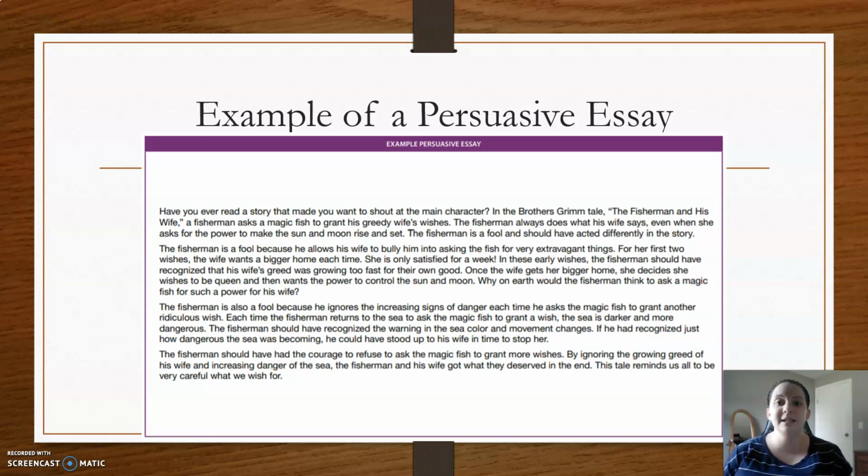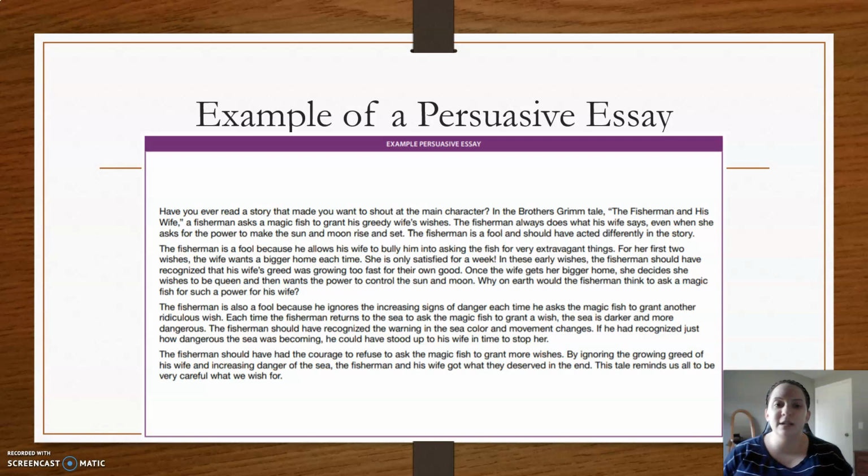So this right here is an example of a persuasive essay. Now this is to go along with a previous unit lesson that you've learned in previous grades. We didn't want you to use an example from this one because obviously that would be copying and we don't want to do that. So this would be an example of a persuasive essay. Have you ever read a story that made you want to shout at the main character? That right there was my hook. That's to get you interested in wanting to read what I'm writing.